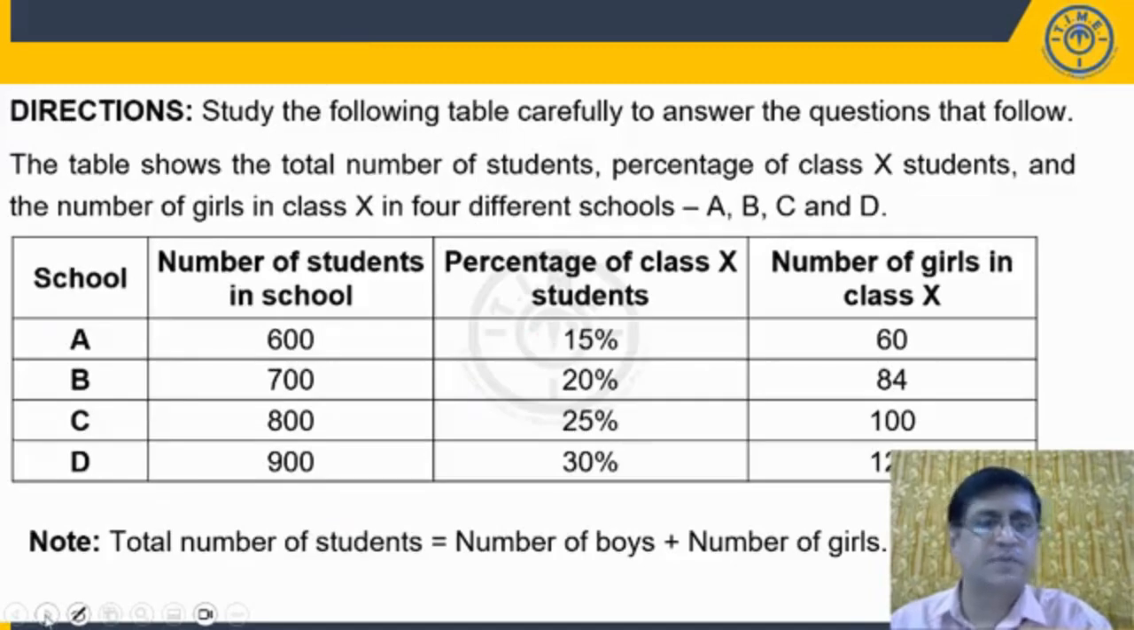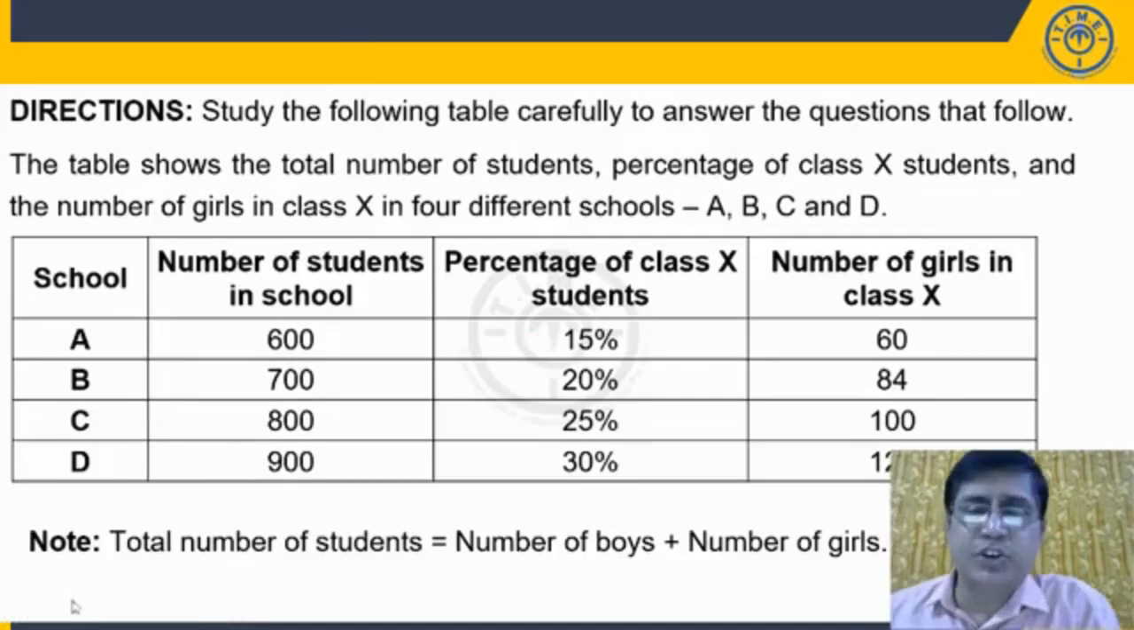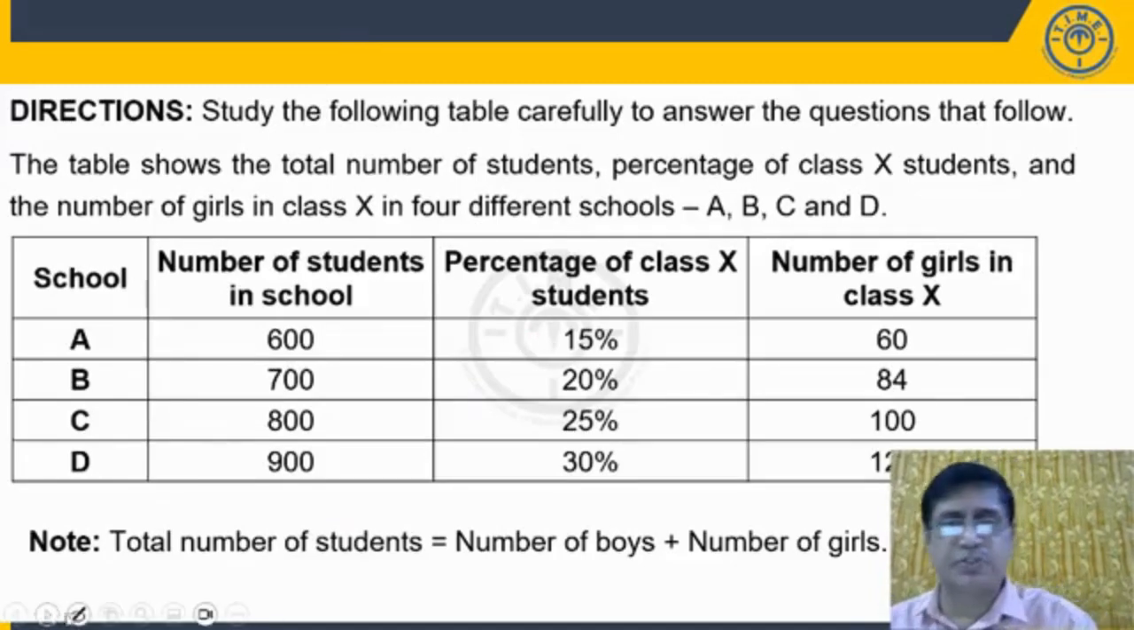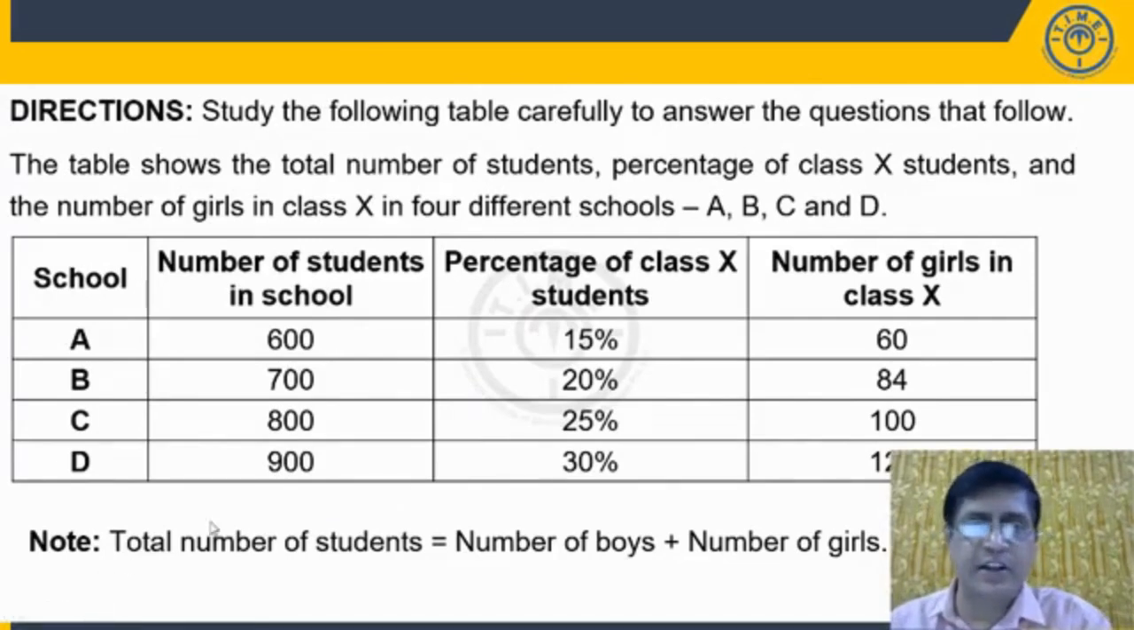Right, next question. Here it is a question based on the data interpretation. Please go through the data given here. Percentage of the class as well as the number of girls is given along with the total number of students.